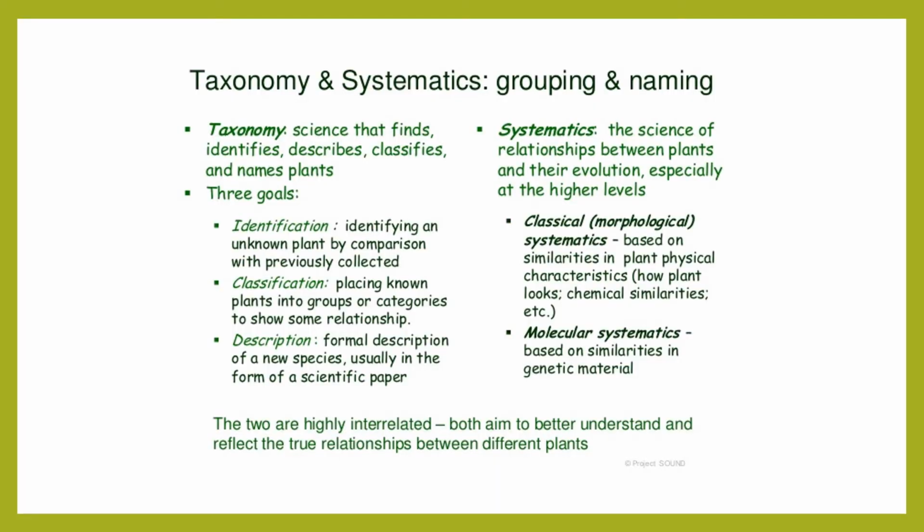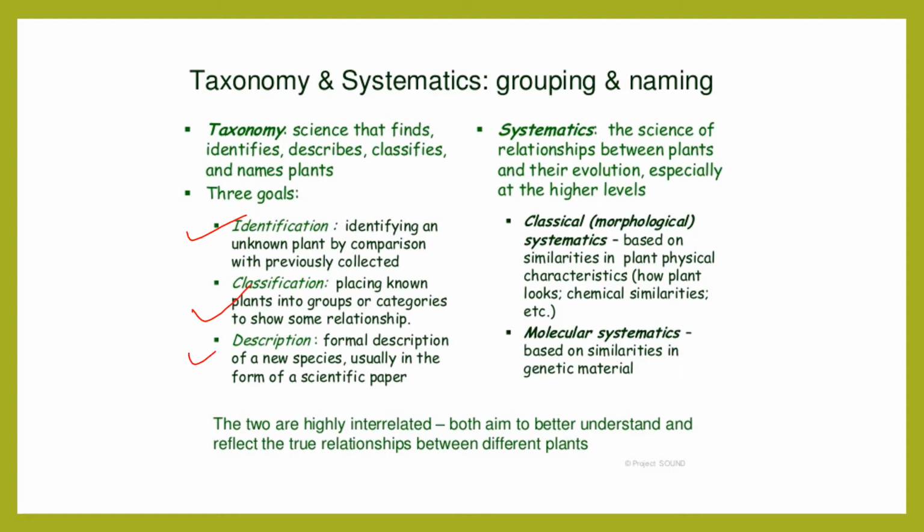Let's define what you mean by taxonomy and systematics separately. Taxonomy is a science that deals with the collection, identification, nomenclature, description, and classification of plants as well as animals. Then, what are the three goals of taxonomy? First one is identification, second one is classification, next, third one is description.